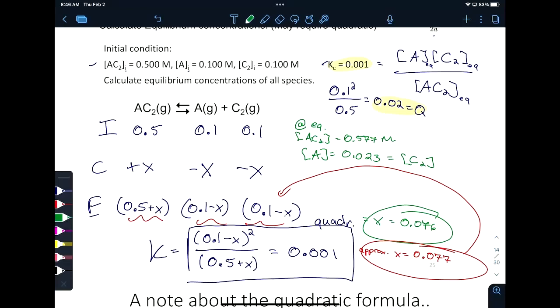So I'm going to do that real quick. If you plug these values we got back into K, you should get something like 0.023 squared over 0.577, and hopefully you get K. 0.23 squared over 0.577. Yes, and I got 9 times 10 to the negative 4, so that's basically 1 times 10 to the negative 3.